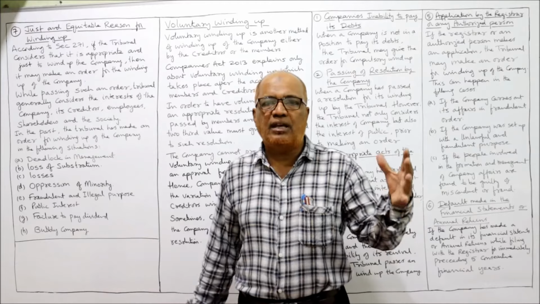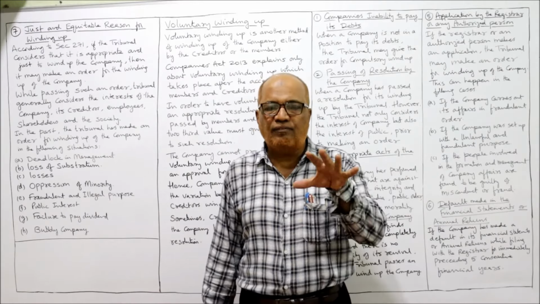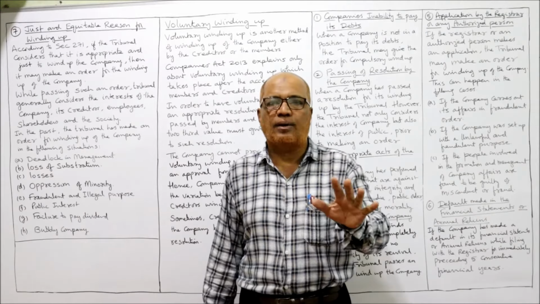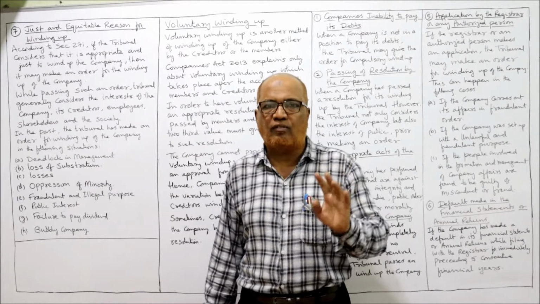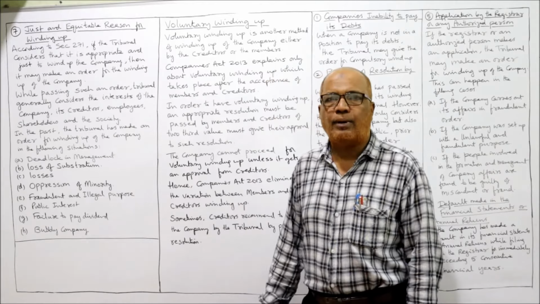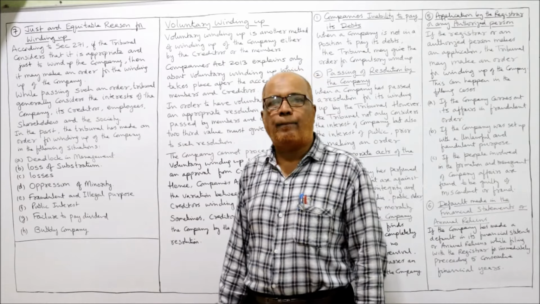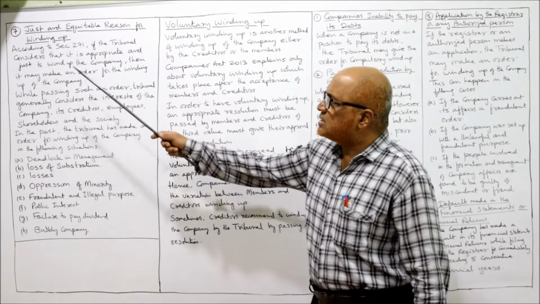So what is this just an equitable reason? Wide powers have been given to the tribunal to consider a number of factors. If the tribunal thinks that the company is not in the favor of the shareholders, not in the favor of the public, the tribunal may pass the order to wind up the company. So this is the last ground on which the tribunal may pass an order to compulsorily wind up the company.